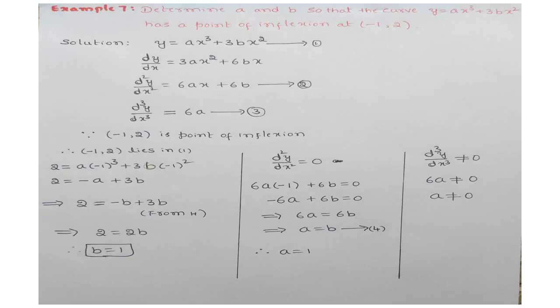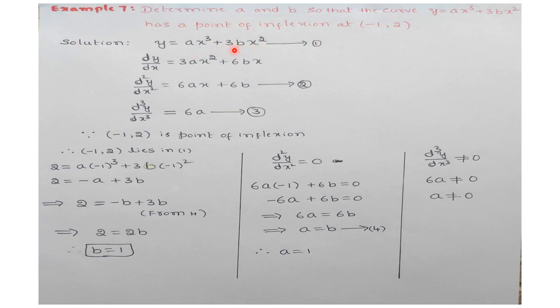Last one, example 7. Determine a and b. Here they ask you to calculate the constant values. Here a and b are constants, so that the curve y = ax³ + 3bx² has a point of inflection at (-1, 2). Here they have already given the point of inflection, so there is no need to calculate it; we just have to calculate the values of a and b, that's all. Okay, here the given curve is y = ax³ + 3bx².